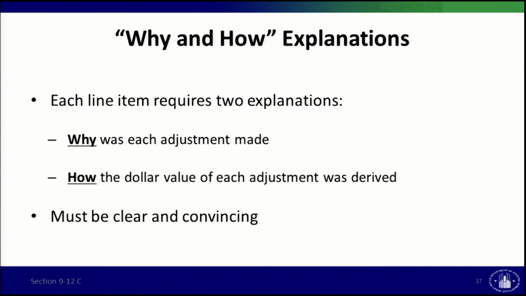Once you've done the math, then again, you have to explain what you've done. We call this the why and how of making adjustments. Why was each adjustment made, and how was the dollar value of each adjustment derived? When completing this justification, you must be clear and convincing, and each line item adjustment requires both kinds of explanations.